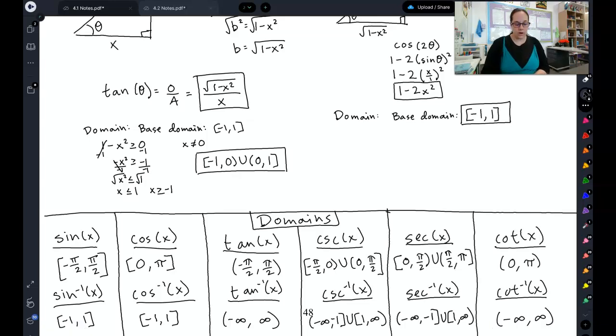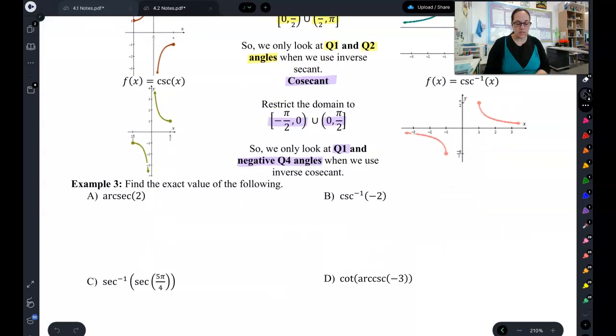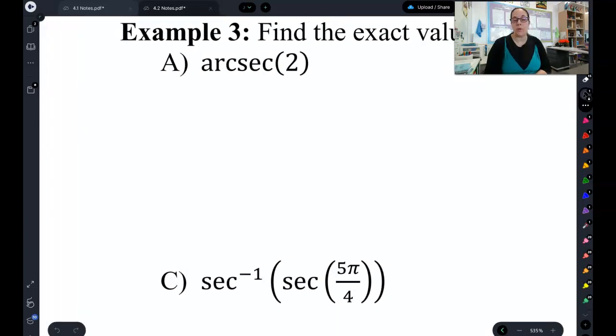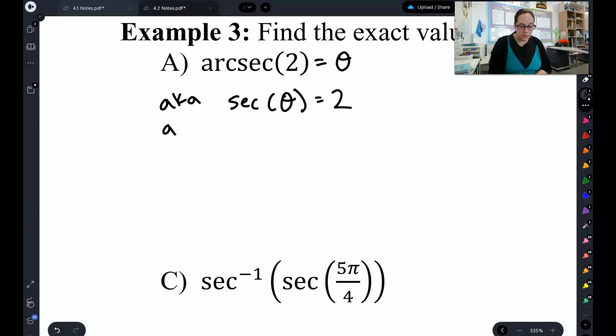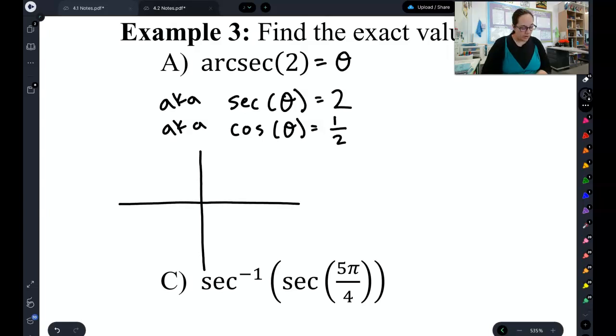And those are all of our domains, which keep handy because you will use them in a couple minutes for some problems. So let's start with some unit circle problems. Start with arcsecant equals arcsecant of 2, which would be the same thing as secant of theta equals 2, which would be the same thing as cosine of theta equals 1/2. It's a lot easier to think of these in terms of sine and cosine because that's what we're used to on the unit circle. So I go to my unit circle and think, where is my x value?